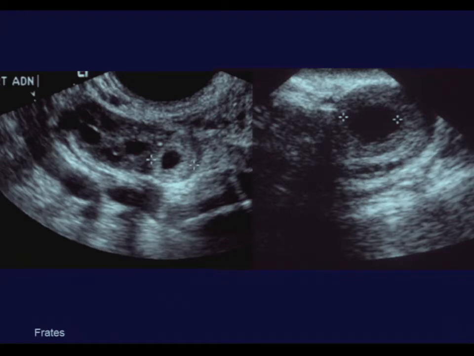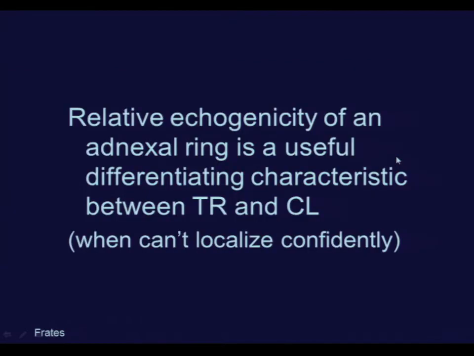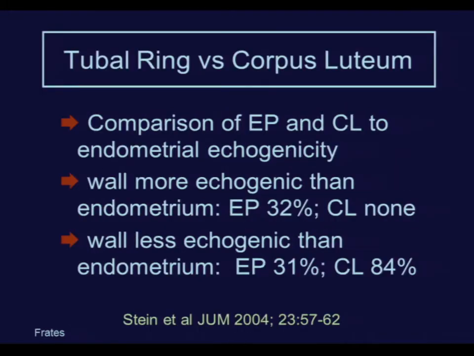You can see in the image on the left side of your screen that the normal ovary is here. Here's the tubal ring, and when you compare the margins of the tubal ring to the ovary, the tubal ring is much more echogenic than the ovarian parenchyma. In contrast, here's the corpus luteum in a different patient, and you compare the wall of the corpus luteum to the ovarian parenchyma, and the corpus luteum is much more hypoechoic than the ovary. So remember, the relative echogenicity of a tubal ring is a useful differentiating characteristic between tubal rings and corpora lutea when you can't completely localize where the ring is.